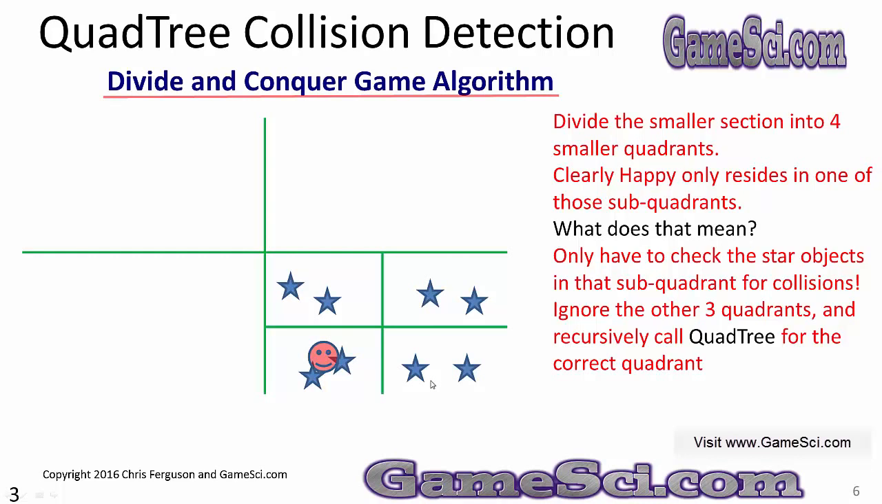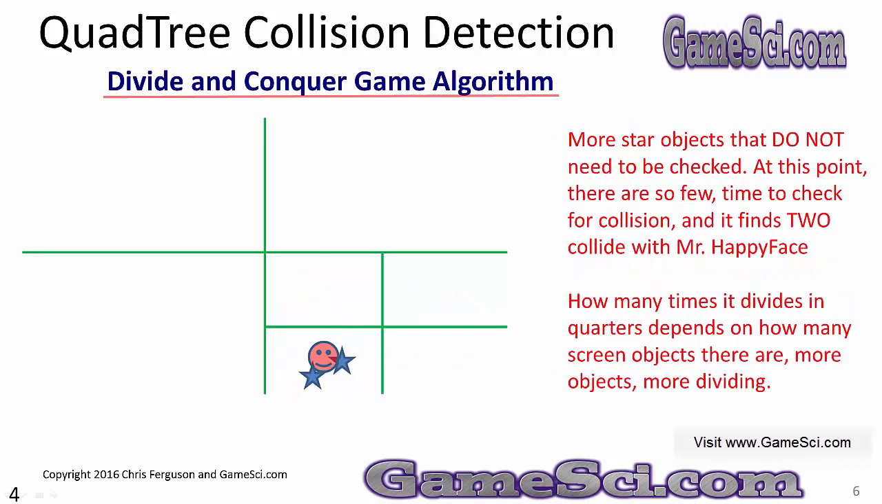Let's recursively call Quadtree on the correct quarter, this quarter only. Bang! More star objects that do not need to be checked. At this point, there are so few star objects in our quadrant, time to check for collisions. And it, in fact, finds those 2 stars collide. There's a collision right there. There's a collision right there.